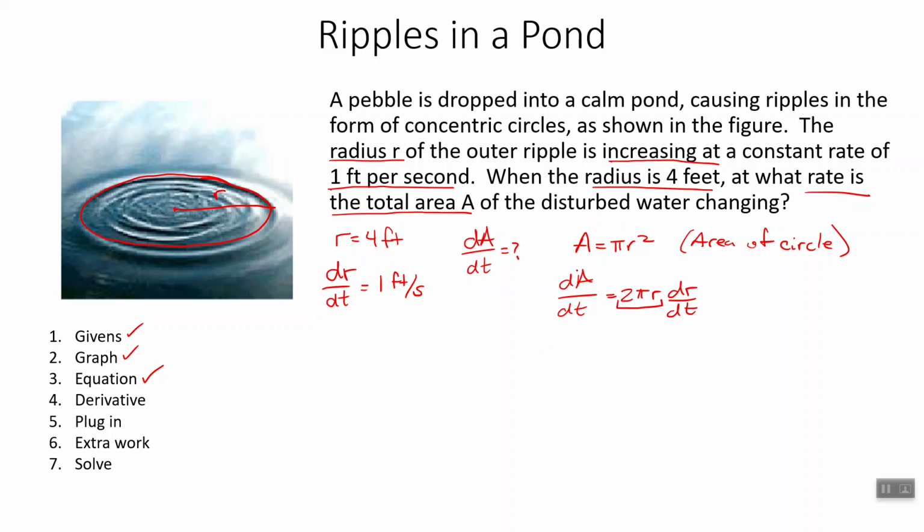All right, so now we want dA/dt. We've got r. We've got dr/dt. We can just plug in. So our next step is to plug in. So we get that dA/dt, the rate of change of the area with respect to time, is 2 pi times r, which is 4, times 1. So that looks like 8 pi. We need units. Our r was in feet. Our dr/dt was in feet per second. So feet times feet per second gives us feet squared per second, which makes sense. Feet squared is an area per second. That is our time. There was no extra work on this one either. Getting off easy so far.